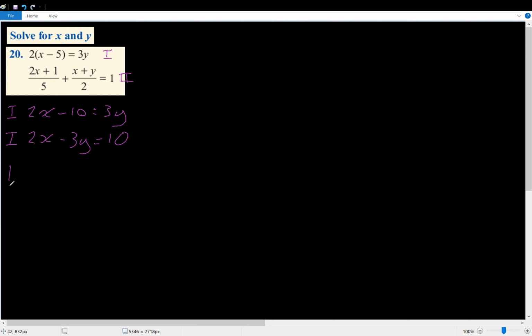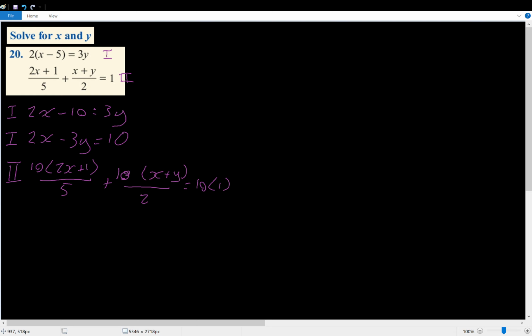Now for equation 2, we're going to have to get rid of the fractions. And the easiest way to get rid of fractions in a situation like this is to multiply every term in the equation by the lowest common multiple of the denominators. So the lowest common multiple of 5 and 2 is 10. So we're going to go 10 times 2x plus 1 all over 5 plus 10 times x plus y all over 2 equals 10 times 1.